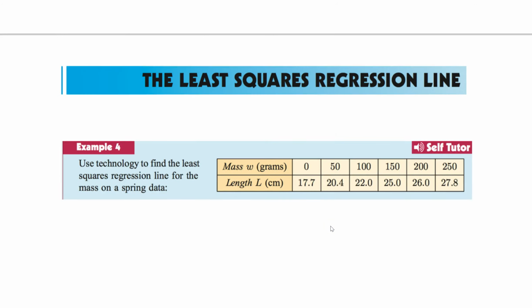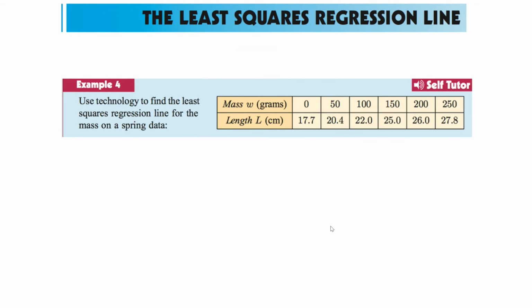Let's move on. The least squares regression line is actually the exact same thing. It's the line of best fit, but done by your calculator. That's the only difference. It's a different type of program. It's a program that does it. So it's essentially the same thing. It's a line of best fit, just done with the calculator.